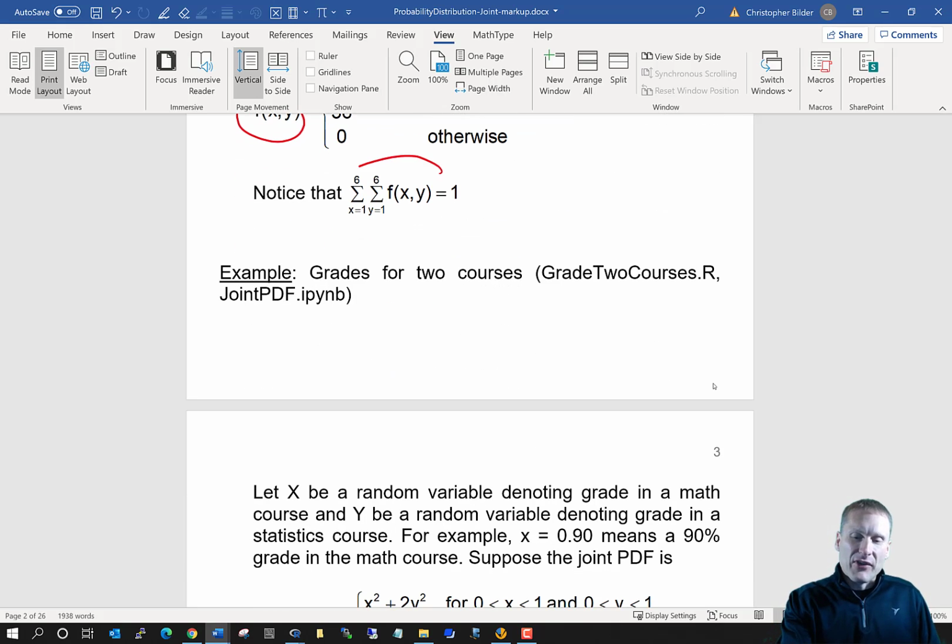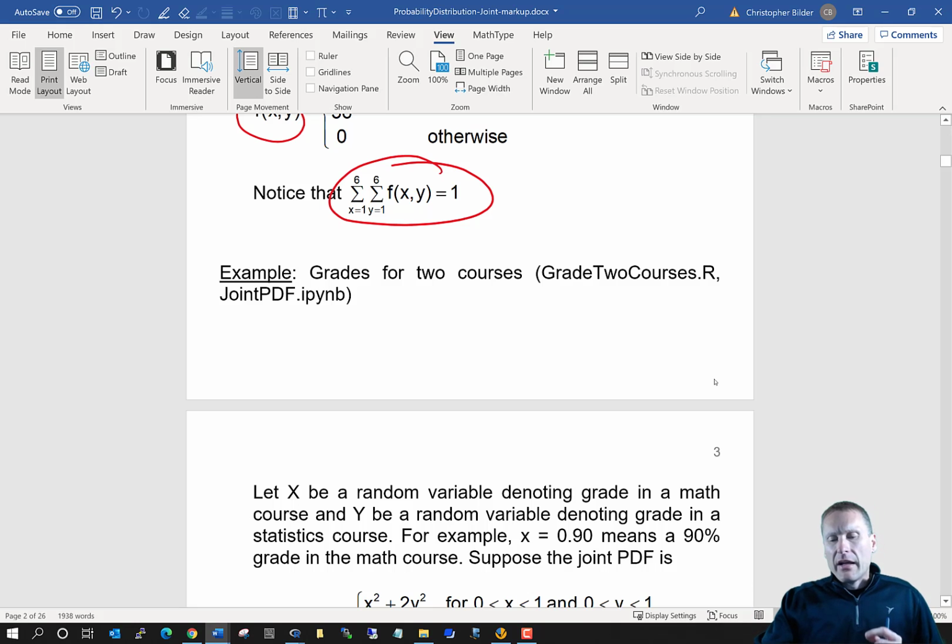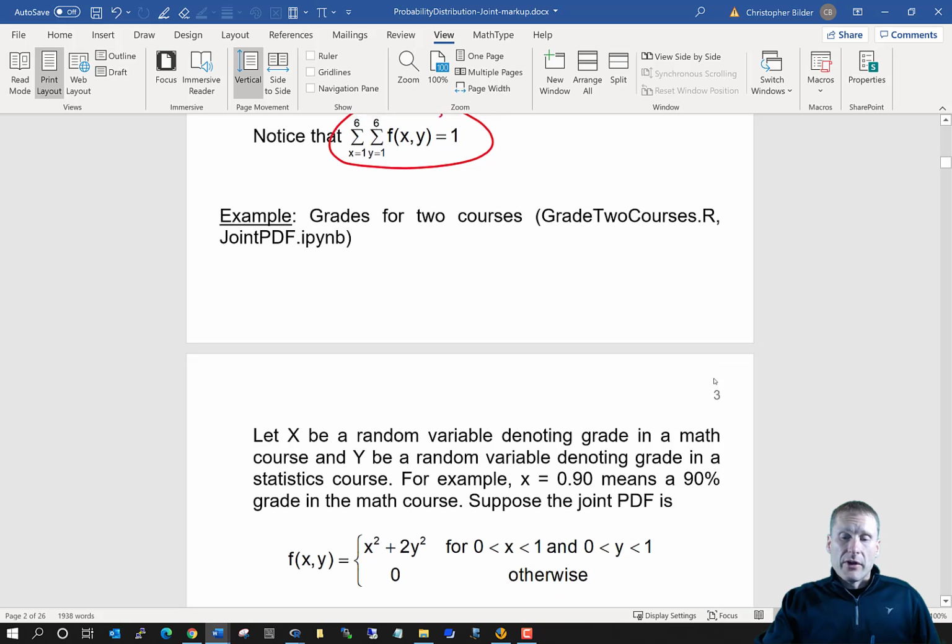Note that if I were to sum up all those corresponding f of x, y values, then I would get equal to 1. Okay, that's a simple example. Let's take a look at an example now dealing with continuous random variables.